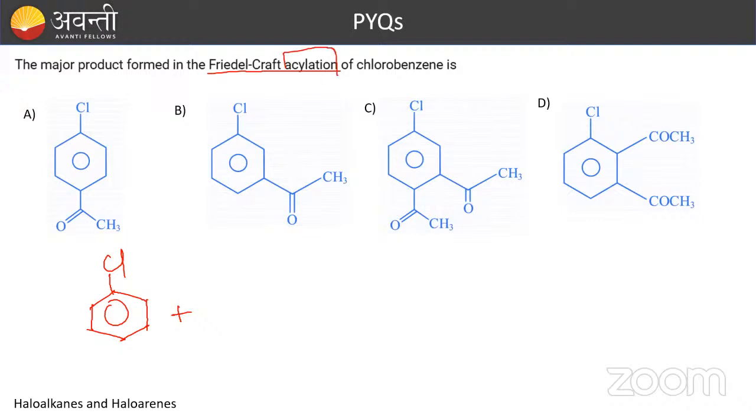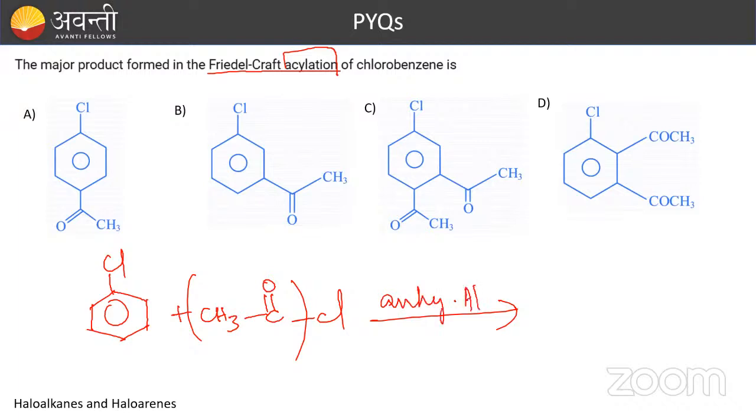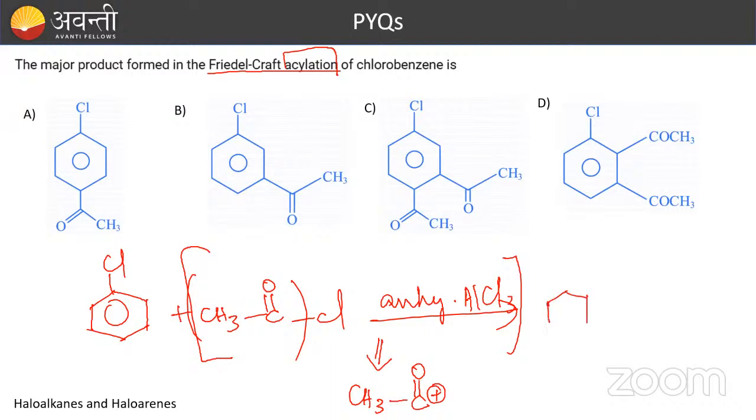So what is meant by acyl group? CH3, CO, Cl. So this part is called as acyl group. And it should be treated with anhydrous AlCl3, right? So these two are the acylating agent. From this acylating agent, we will get an electrophile and that electrophile will be CH3CO+, right? So this electrophile will go and get substituted in the ortho position and para position. Yeah, very good, Vedant.